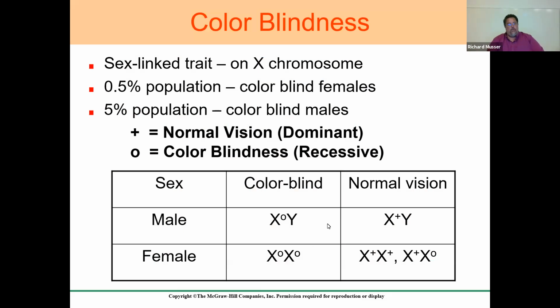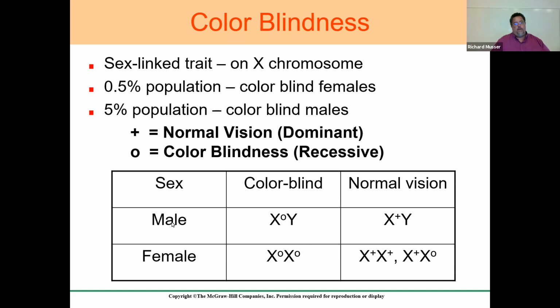Here's also colorblindness, which is also a sex-linked trait, where more men are colorblind than women. And it has to do with the fact that that gene is showing up on the X chromosome and the Y chromosome has nothing to counteract it. So colorblindness is actually a recessive trait, and plus is a normal vision.